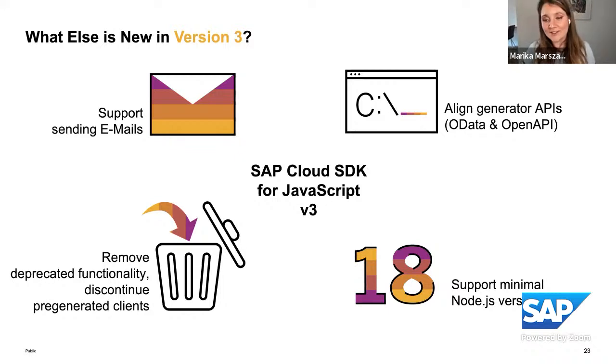And the last point here is that the minimal version supported by the SAP Cloud SDK, starting with version 3, is going to be Node.js 18, because smaller versions of Node.js are going to reach their end of life within this year, and we decided to therefore already switch to Node 18. The default in Cloud Foundry currently is also Node 18, so this should not hurt too much, I hope.